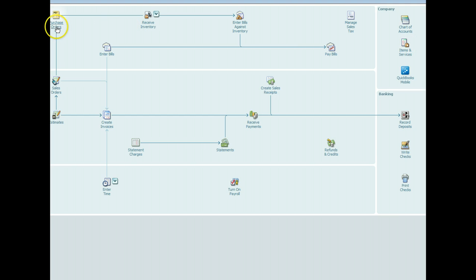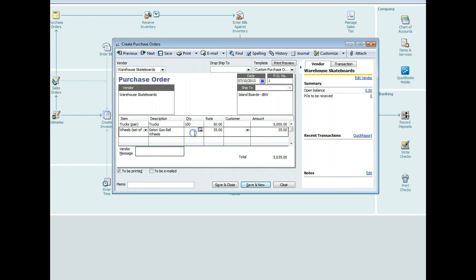Okay, so let's go back to our purchase order. We have the wheels, the 100 pairs, so we're going to get 100 sets of wheels because we're aiming for 100 boards. Okay, so that's our order, and the date is the 10th. It says shipping costs will be determined and billed later, so let's do memo. This is the trucks and wheels order. 710. Double check. Warehouse skateboards. Good.